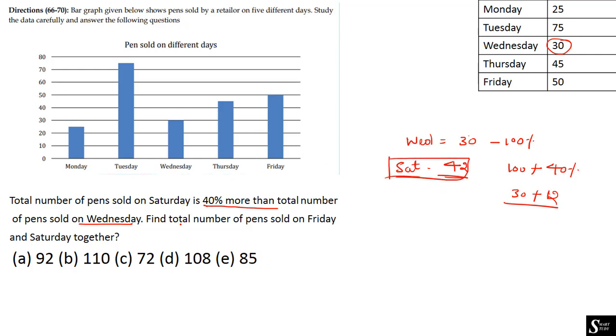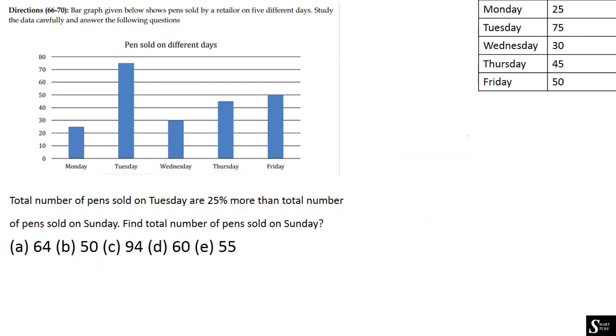Let's check out further. Find the total number of pens sold on Friday and Saturday together. We need to find out how many pens were sold on Friday and Saturday together. Saturday it is 42, we have already found out, and Friday it is 50. So 42 plus 50 would be equal to 92. That is nothing but option A, which should be our answer in this case. So let's check out the next one here.